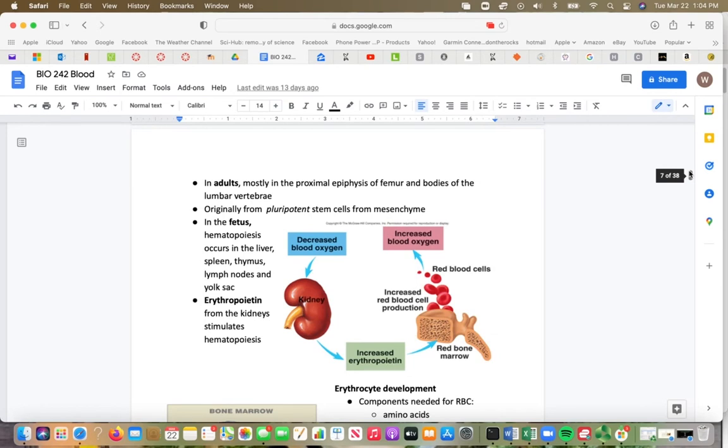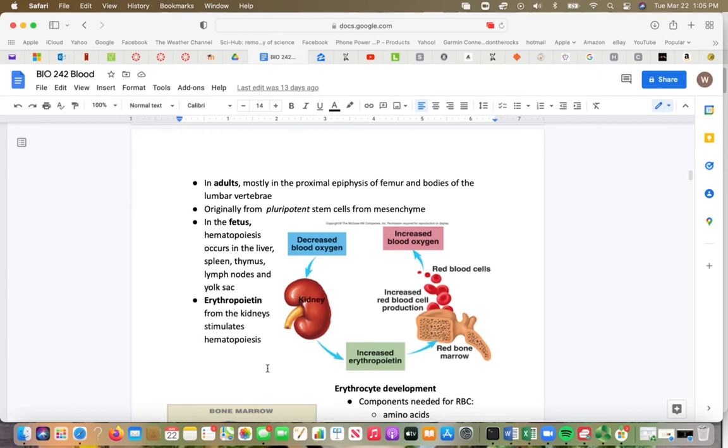So in adults, places where this would happen would be the proximal epiphysis of the femurs, and the bodies of the lumbar vertebrae are good locations for this to happen. So they originally start out as that pluripotent stem cell that's made from mesenchyme tissue. So in the fetus, hematopoiesis is going to occur in the liver, spleen, thymus, lymph nodes, and yolk sac. A fetus does not have the developed bone with the red bone marrow to be able to make it in the marrow.